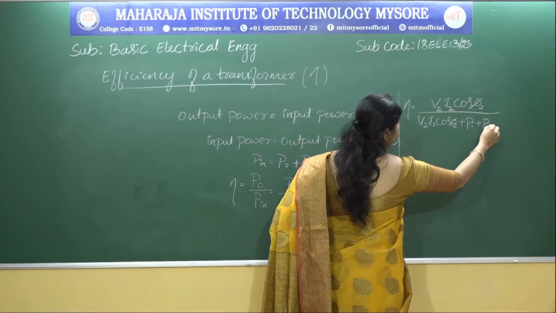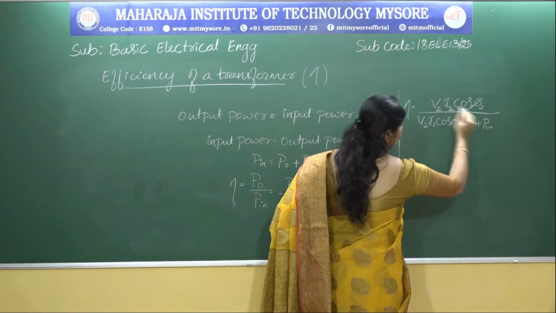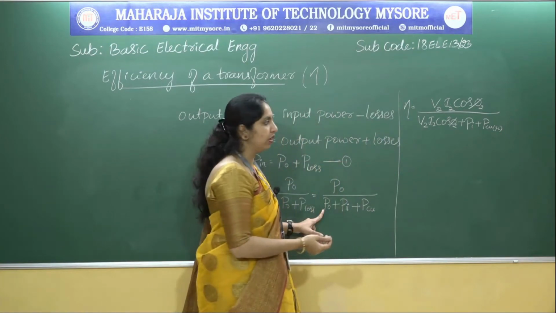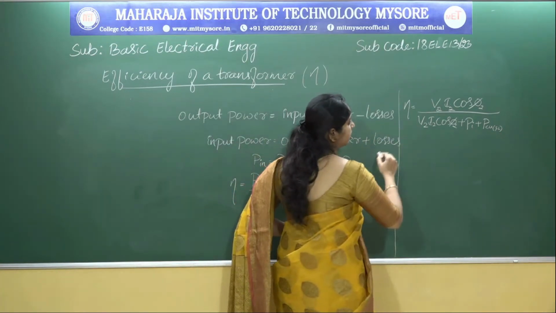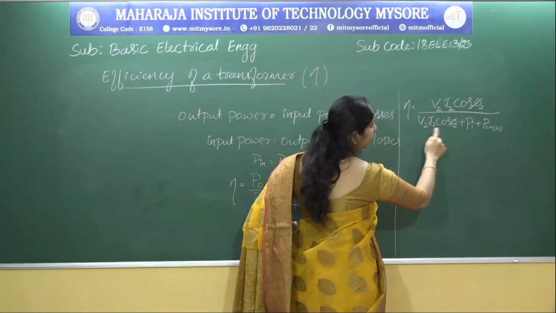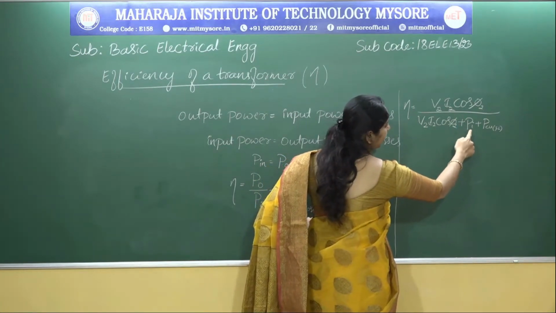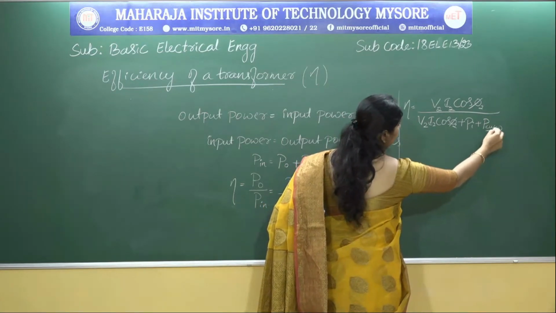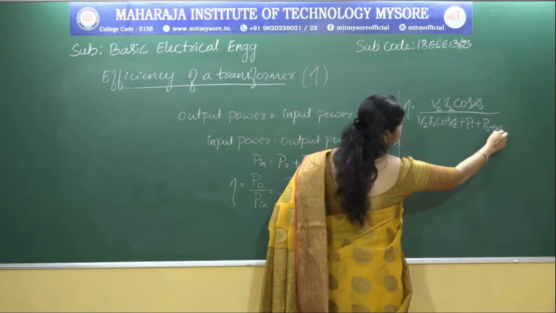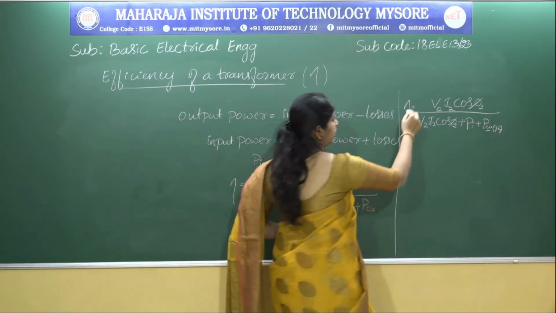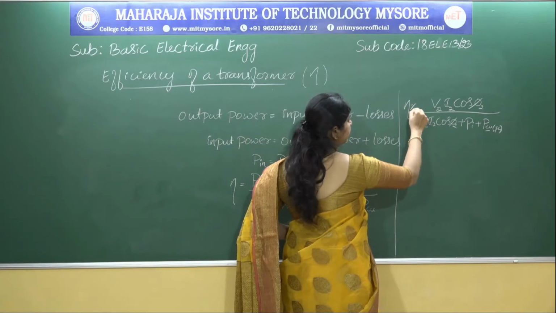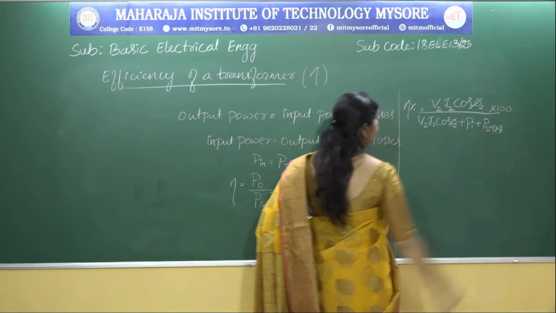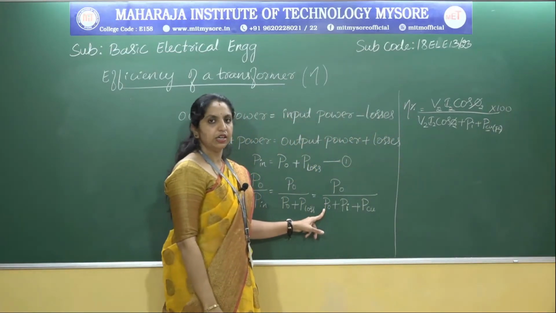PCU, the copper loss. Remember, here we are calculating for full load. I'll come back to full load and fractional load later. So we express efficiency as V2 I2 cos phi 2 divided by V2 I2 cos phi 2 plus Pi plus PCU at full load. If we express efficiency as a percentage, we need to multiply this by 100. This is the efficiency equation.